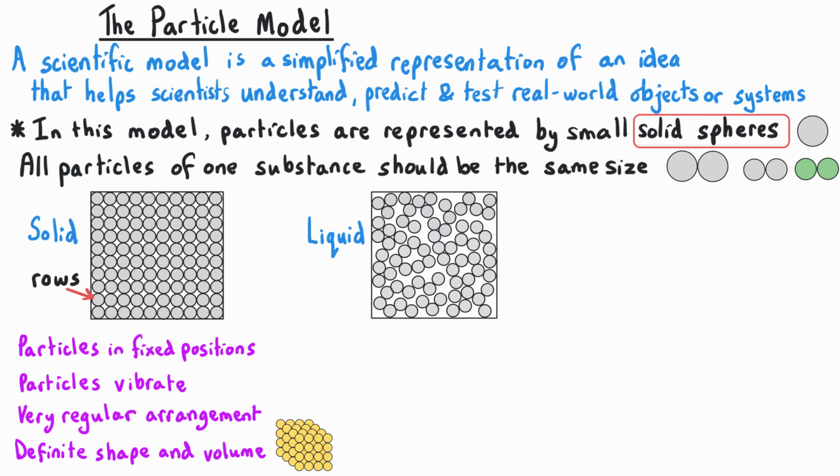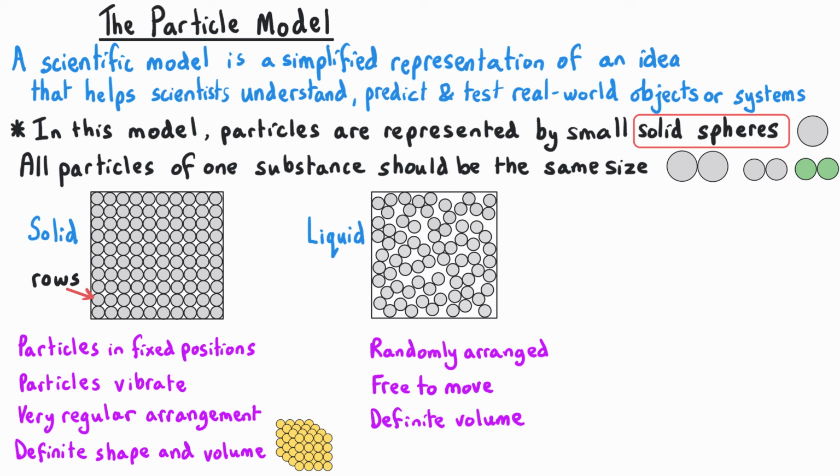Liquids are probably the hardest particle diagram to draw, and so you probably won't be asked to do that in a test, but you might be asked to describe it. In a liquid, the particles are randomly arranged, but they are still very close together. And they're free to move rather than vibrate. So they are moving around and moving past each other in this particle model for a liquid.